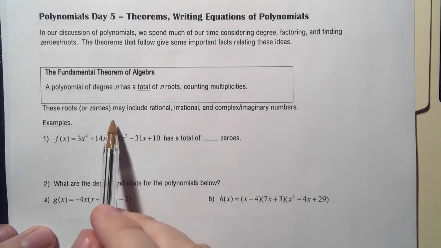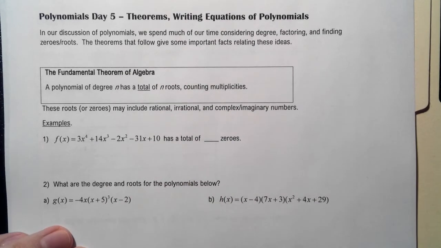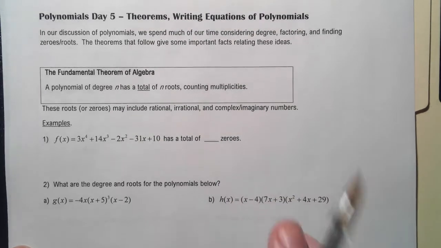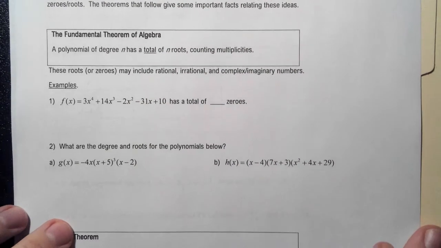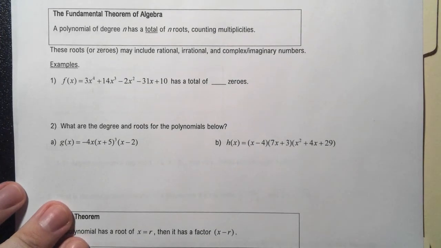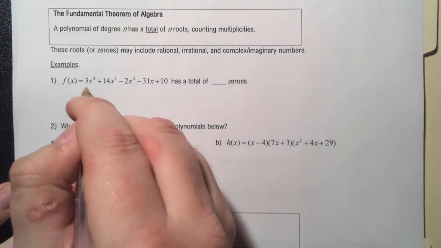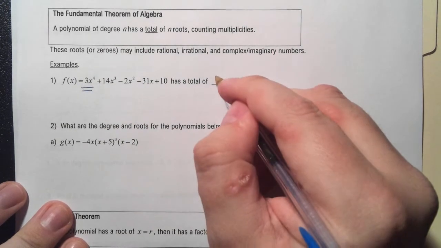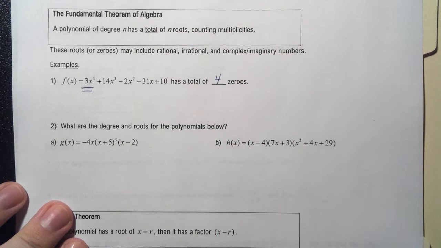These roots, or zeros, may include rational, irrational numbers, or complex or imaginary numbers. So some examples, some simple questions I can ask based on this. Here I have f of x equals 3x to the fourth plus 14x cubed minus 2x squared minus 31x plus 10. And I want to know how many zeros it must have. Well, I can see that the highest power term is 4. So this must in fact have a total of 4 zeros.